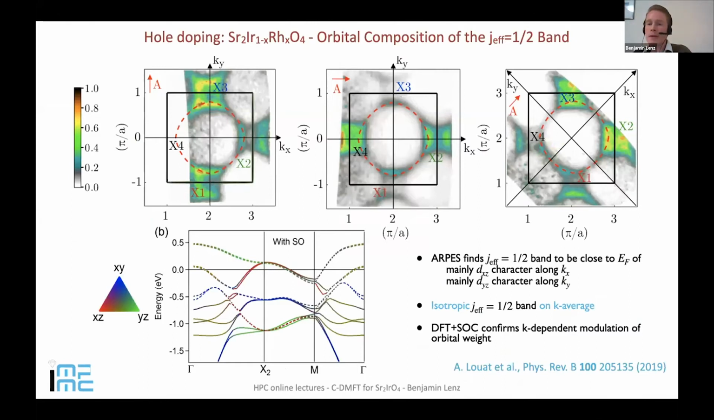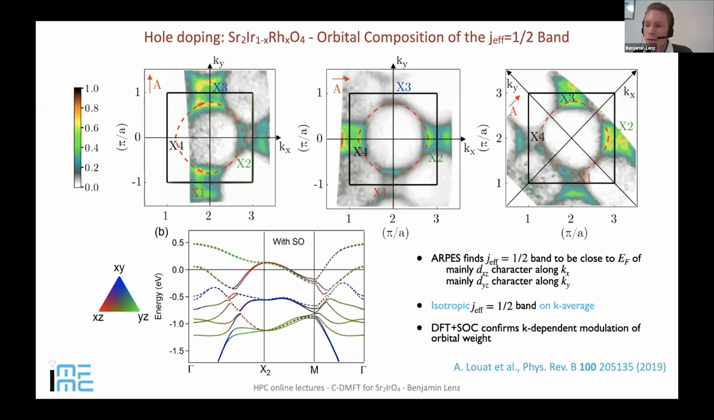One is the k-dependent orbital composition of this J-effective 1/2 band. This is something you can investigate with polarized light in ARPES experiments. Thereby you highlight certain types of orbitals and can investigate the composition. This you would actually miss if you only consider a one-orbital model. And this is also confirmed with DFT calculations, which show that you should consider a multi-orbital or three-orbital model in order to incorporate these effects.